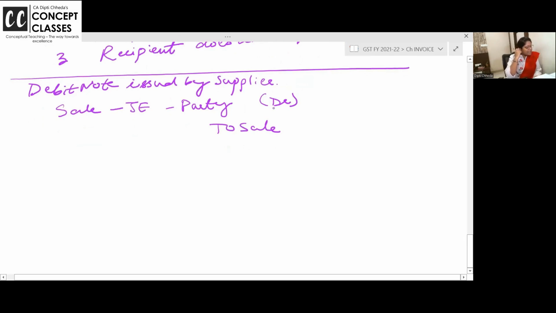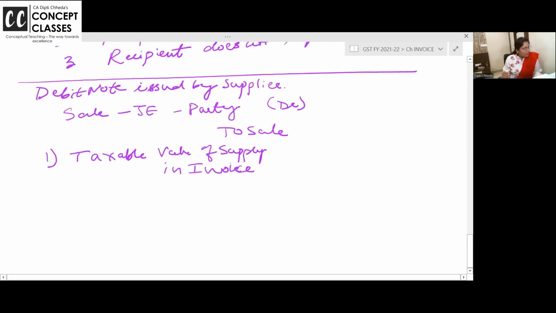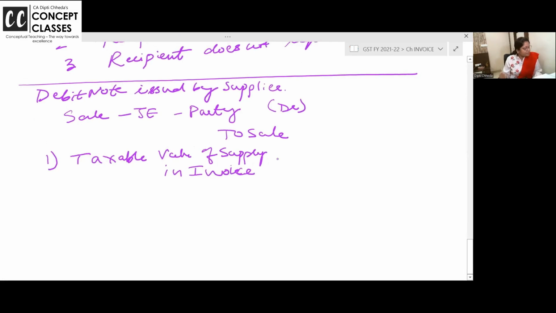So what must be the case when I have debited the party more? One is taxable value of supply in invoice is less than actual taxable value. You have supplied the goods of 10,000. Please understand, write it, understand the meaning.